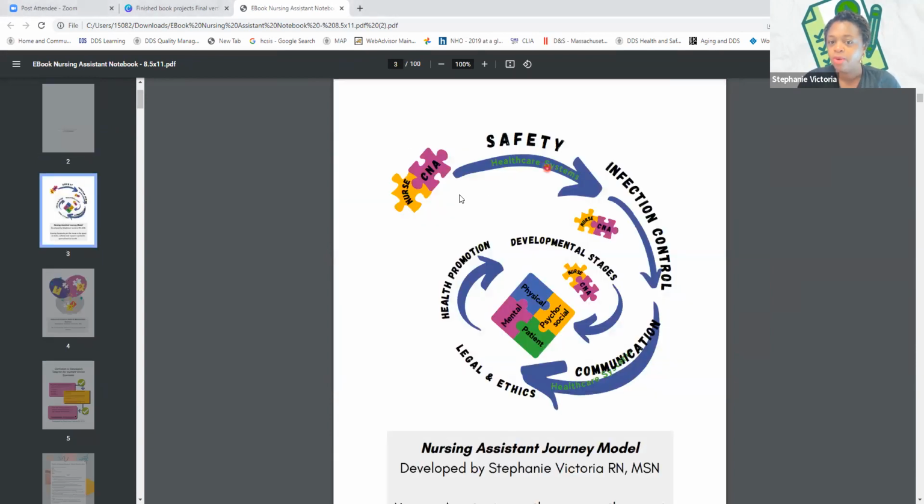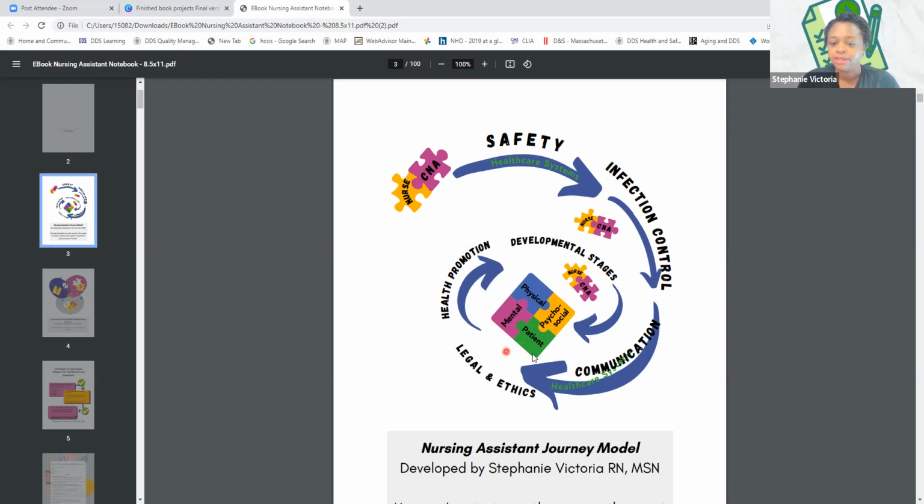And so how I teach nursing assistant is the nurse and CNA, because it's a certified nursing assistant. So that means two roles are two parts of the puzzle piece. And you have the concepts here. These are the concepts that I find to be most important. Doesn't mean that they're the only concepts. You have safety, infection control, communication, legal, health promotion, developmental stages. And you see the nurse and CNA are going on a journey and the patient is always the center.